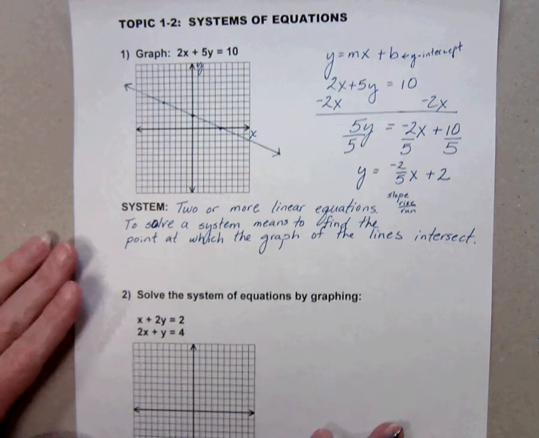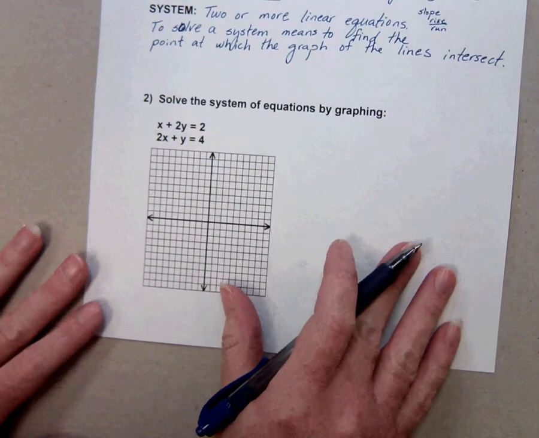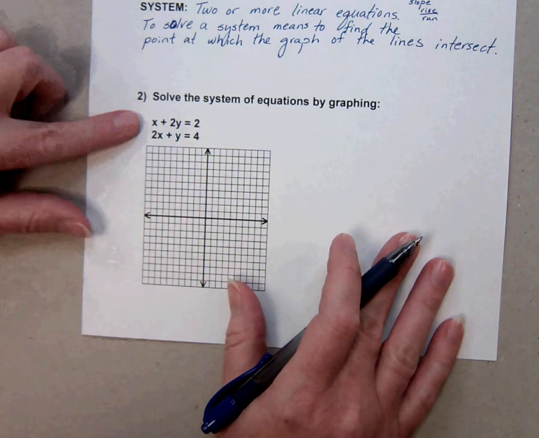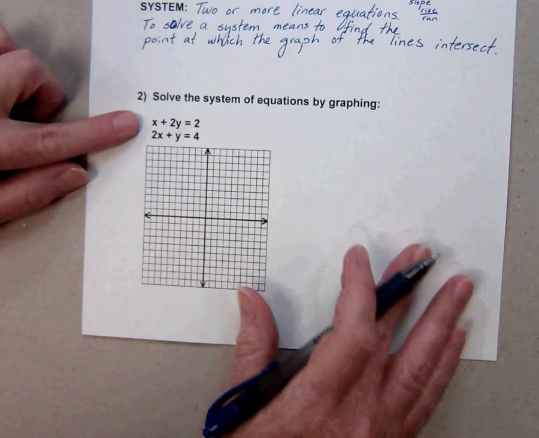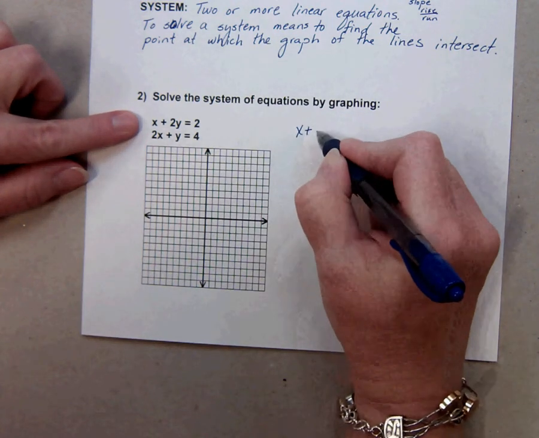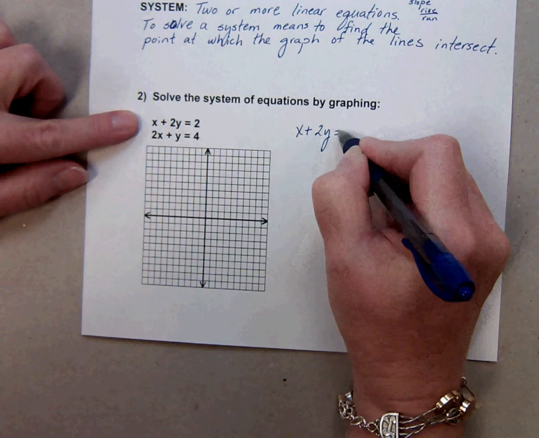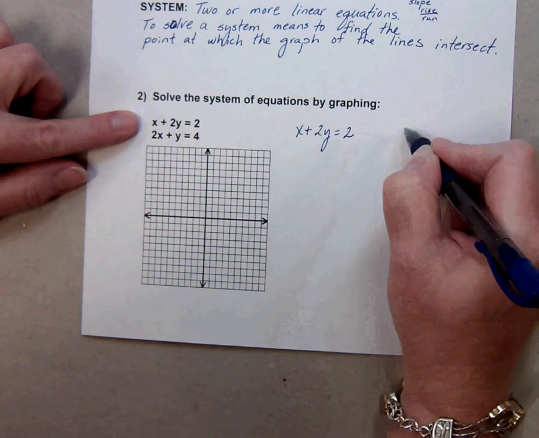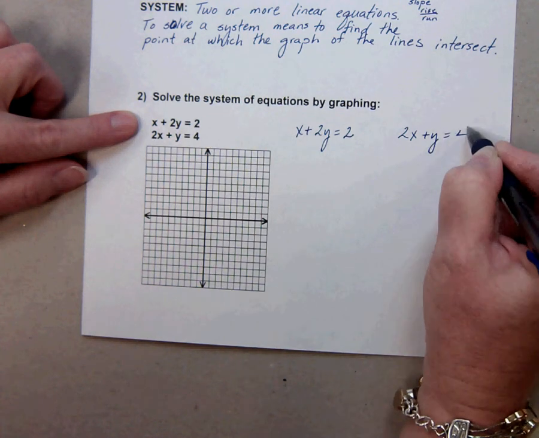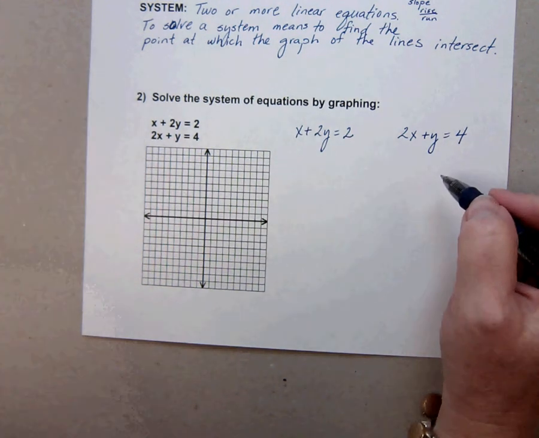If you look at number 2, it has 2 equations. We're going to have to solve for y for both of these equations so that we can graph them. I'm going to recopy the first one. x plus 2y is equal to 2. And then I'm going to copy the second equation next to it. 2x plus y is equal to 4. And I'm going to solve both of those for y.